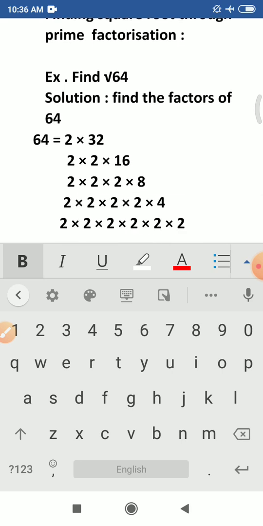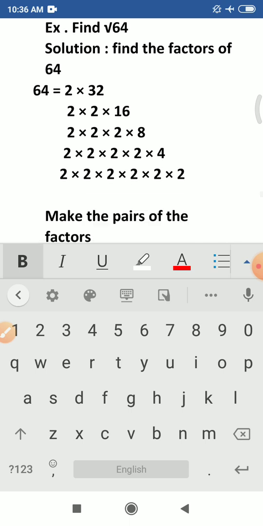We can find the factors in two ways, vertically and horizontally. Here I have shown the horizontal way, that is 2 into 32. Next step, 2 is kept as it is, 32 is split, so it will be 2 into 16. Next, 2 into 2 remains as it is, 16 is split as 2 into 8. Next, 2 into 2 into 2 remains, 8 is split as 2 into 4. Next, 2 into 2 into 2 into 2 remains as it is, and 4 is split as 2 into 2.